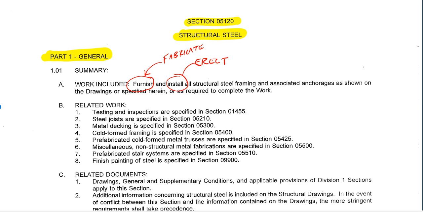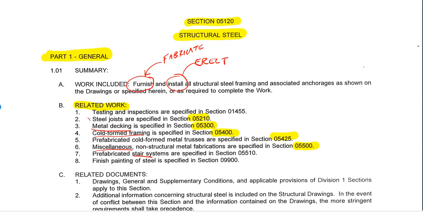coordinated with the steel. So you can see down here under related work, and many of these items are also in Division 5. Typical ones that you'll see on most jobs are things like miscellaneous metal steel. Most steel jobs have metal decking. They do not all have structural steel joists or cold-formed framing, and typically that's not structural.